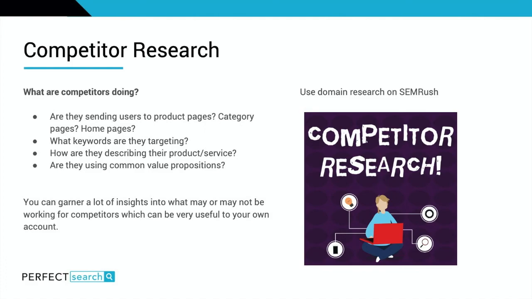You can also use domain research on SEMRush, which is just another little section of that tool where you can type in any domain that you want and get an idea of what sort of keywords they're targeting. You can get an idea of what their ads look like. A similar tool that allows you to make a handful of free searches each day is SpyFu. Similar thing: you can go to SpyFu, type in the domain of a competitor, get an idea of what their ads look like, and what sort of keywords they're targeting.